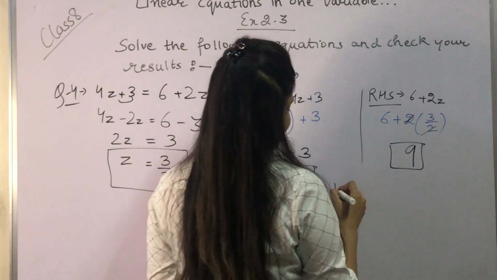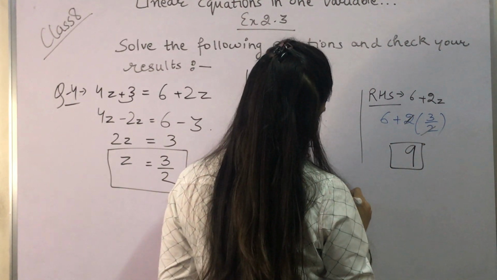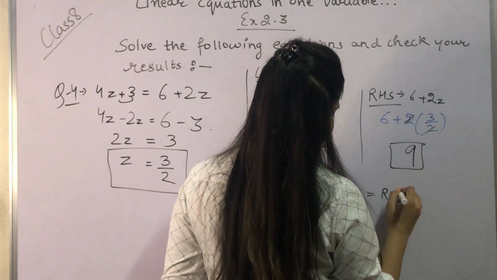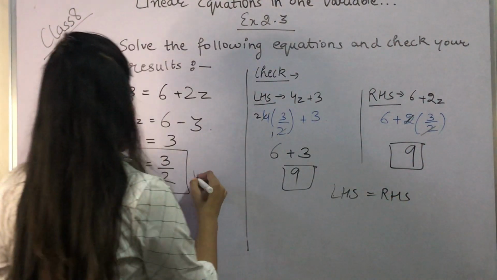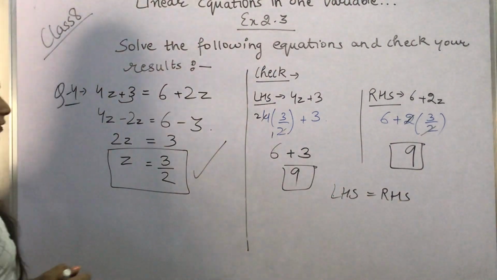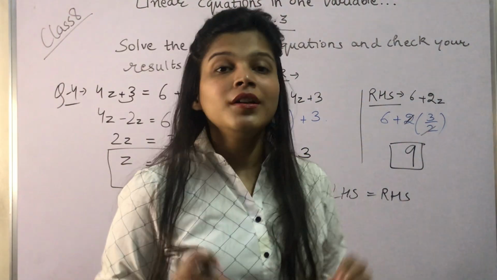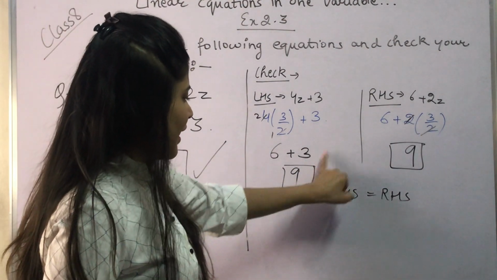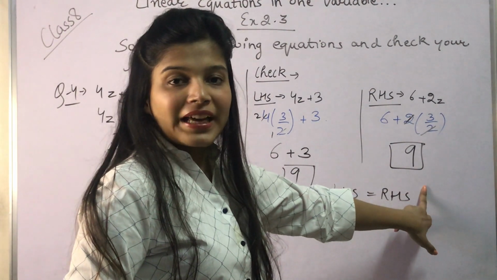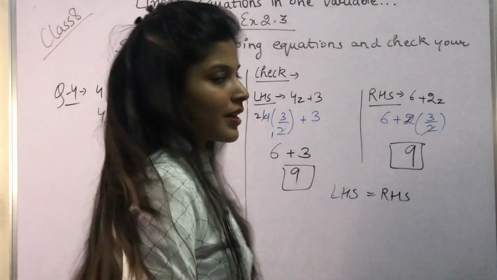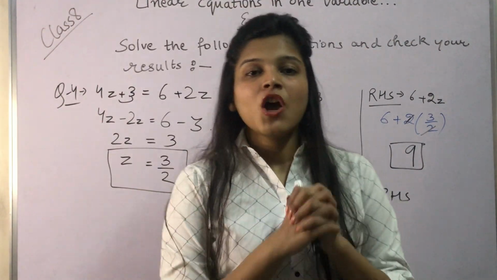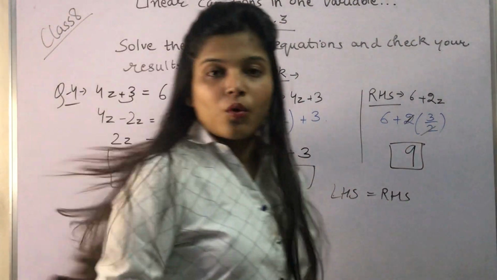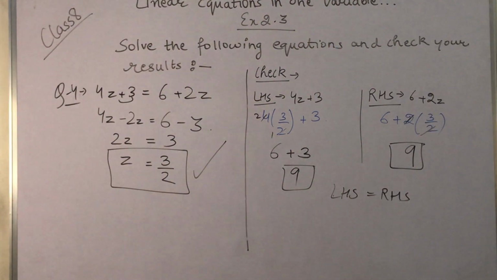So LHS equals to RHS, which means that our answer is right. The value of z is 3 upon 2 only. Okay, because LHS comes out to be 9 and RHS also comes out to be 9. So it means our answer is right. Okay, so this was our question number 4. Now let's come to the next question.